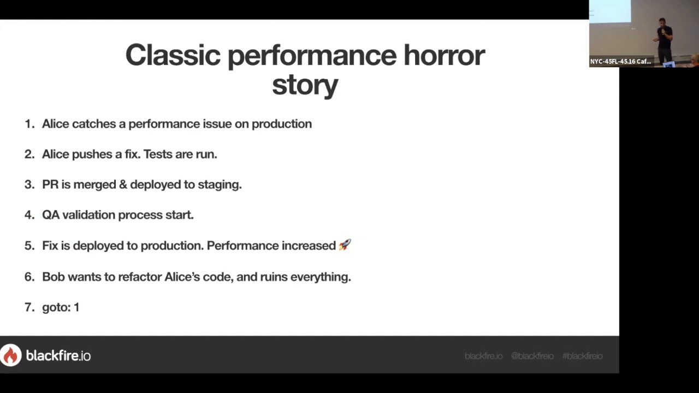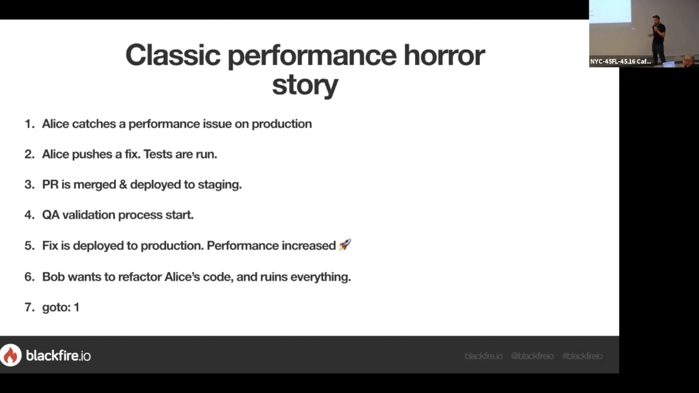And we have this classic performance horror story, the tale of two developers. First, there is Alice. Alice catches a performance issue in production, and she codes a fix and pushes it. The tests are run in the CI pipeline, and the fix is deployed on the staging environment at some point after being merged. Then the QA validation process starts, where humans will test some key parts of the system, for example. And when the QA validation is done, the fix is deployed to production.